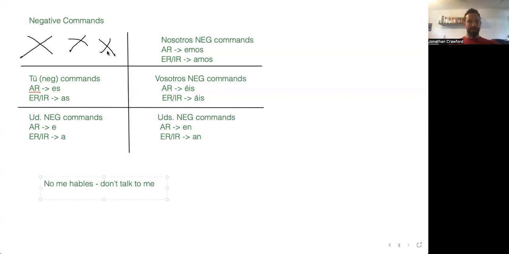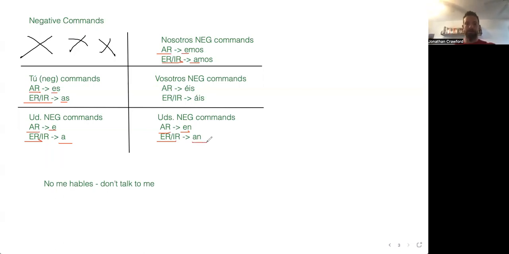Just like the ER and the IR verbs, they also do this. It's going to switch. So the AR goes to an E, the ER and the IR go to an A. Same thing with these ones over here. Usted, AR goes to an E, ER and IR go to an A. Same thing over here, only it'll be with the MOS at the end because there's nosotros, but essentially it's just the switching of the letter. It's switching every time. And the same thing with the ustedes form. It's switching.